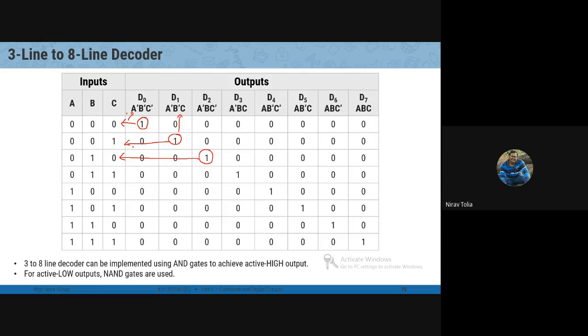Same way you have to check the outputs of each and every one: when the output will be 1, you have to check its input possibility, and what is the input at that time. From that you can write the equation. That equation only we are implementing.